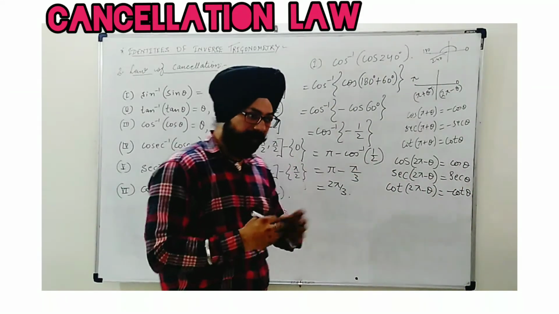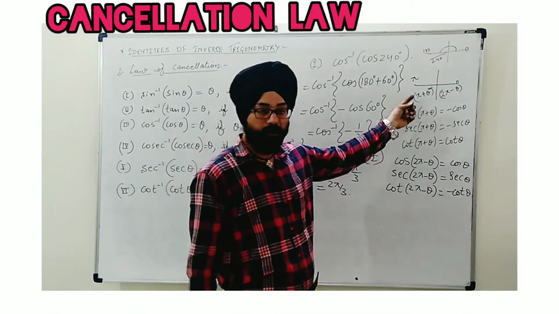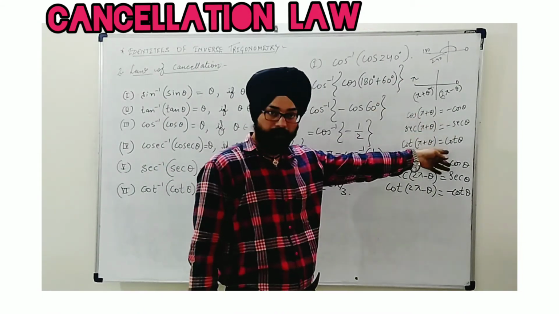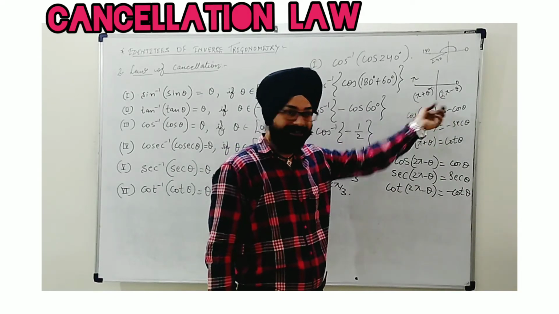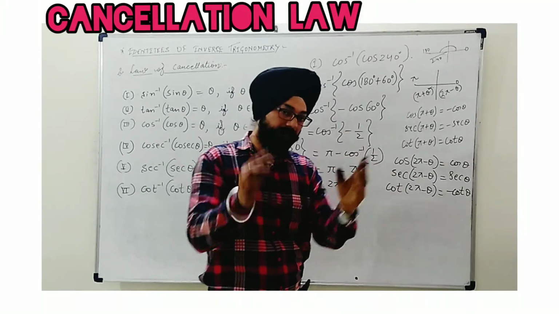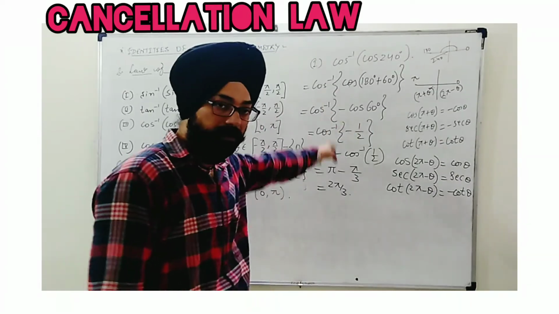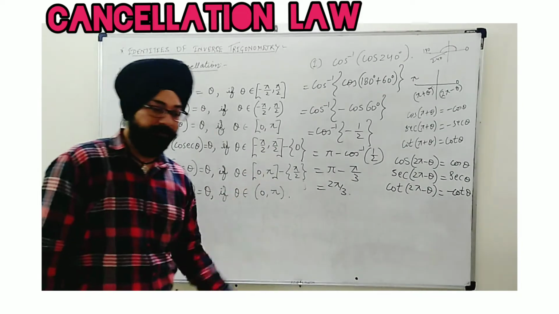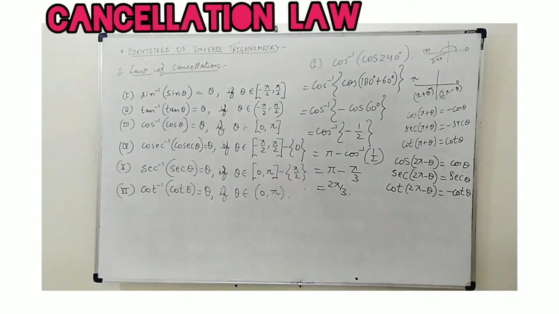So this way we can make a table: when there is a pi group, cos and sec turn negative and cot remains positive. When it is 2 pi minus theta, cot remains negative and the other two are positive. If you keep this in mind, you will not commit any mistake. Now we will take more equations on the same pattern. Let's see the next.